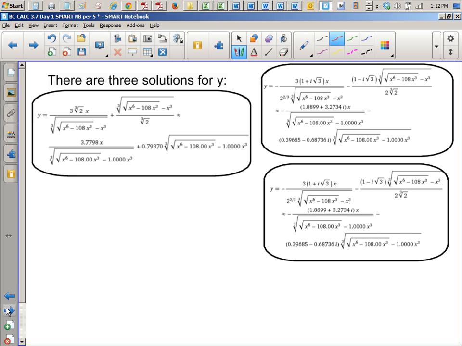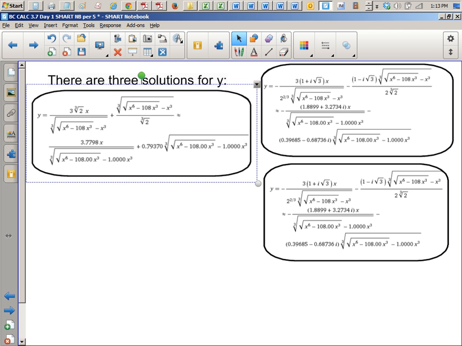This is what Wolfram Alpha came up with. 3 different solutions when it tried to isolate y. And I'll try to read it to you. It's a little hard to read. Let's see. I'm reading the first one. It says y equals 3 times the cube root of 2x all over the cube root of the quantity square root of x to the 6th minus 108x cubed all minus x cubed, but still inside the cube root, plus the cube root of, and then the square root of x to the 6th minus 108x cubed minus x cubed all over the cube root of 2.